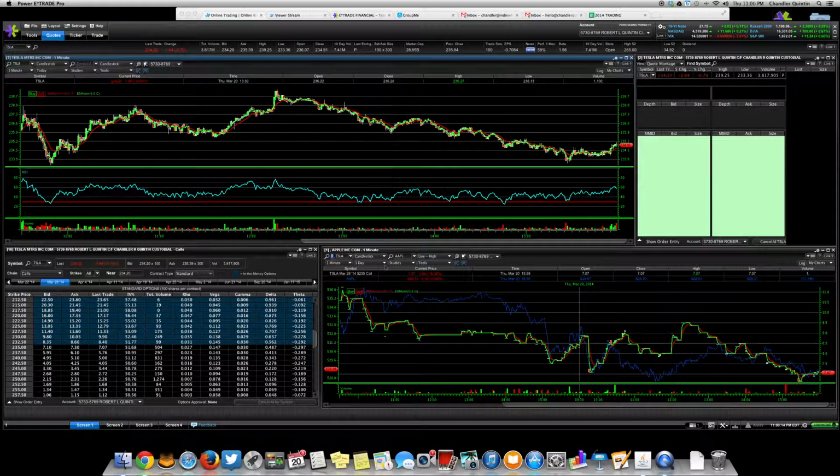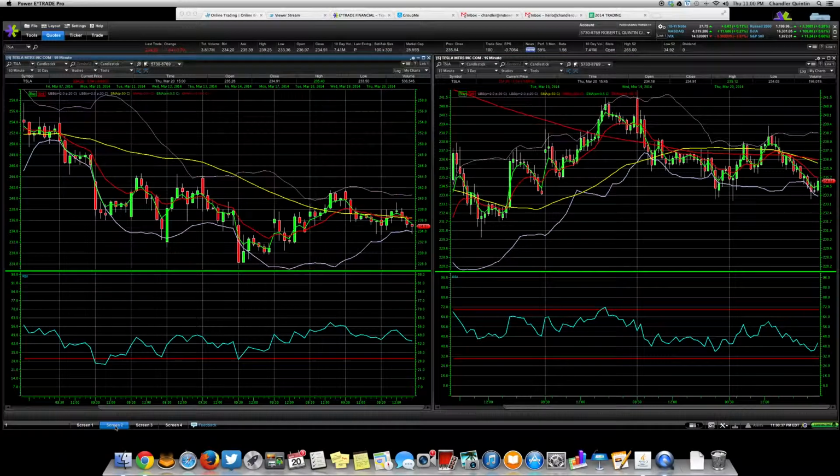A lot of people ask me why I use charts for options, and I think it's a no-brainer. If you're trading options, you need to look at the charts for options. It's no different than if you're buying a stock. I mean, they follow the same principles of technical analysis, and it's always good to look at the chart for options. It's a no-brainer.